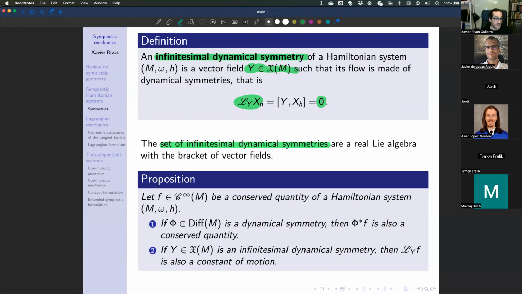Well, dynamical symmetries have some good properties. They transform conserved quantities into conserved quantities. So if we have a diffeomorphism which is a dynamical symmetry, and we have a conserved quantity F, then this composition here, or this pullback, which is the same, is also a conserved quantity. And the same with vector fields. If we have an infinitesimal dynamical symmetry, this Lie derivative here is also a constant of motion, or a first integral, or a conserved quantity. These are all synonyms.